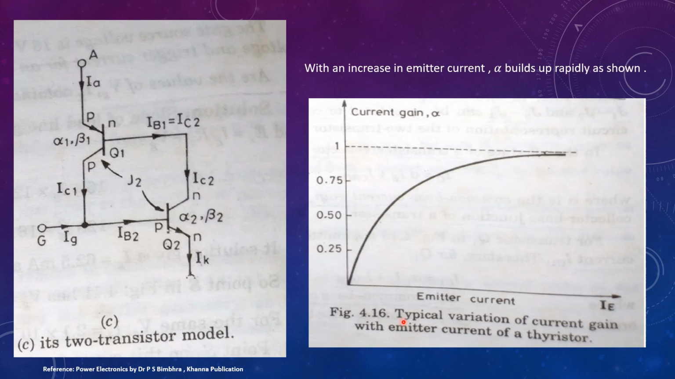Figure shows the typical variation of current gain with emitter current of a thyristor. As shown in this graph, for low emitter currents, the value of alpha is small. But as the value of emitter current increases, the value of current gain alpha increases rapidly.